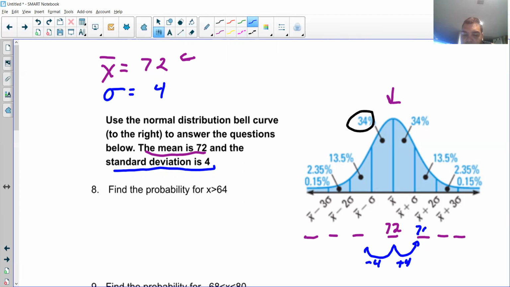72 plus 4 is 76. 76 plus 4 is 80. 80 plus 4 is 84. In the reverse direction, 72 minus 4 is 68. 68 minus 4 is 64. 64 minus 4 is 60.